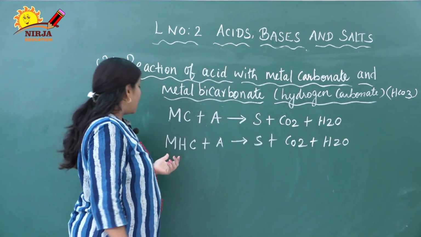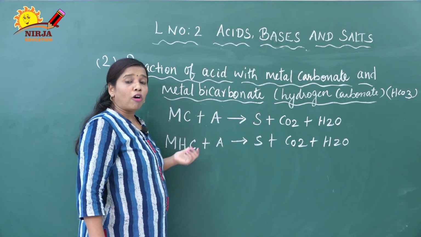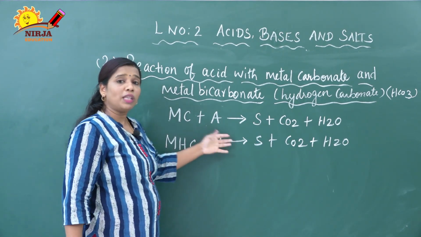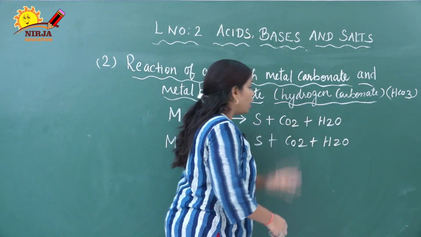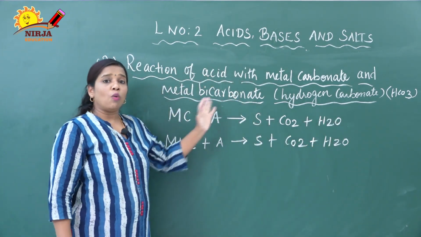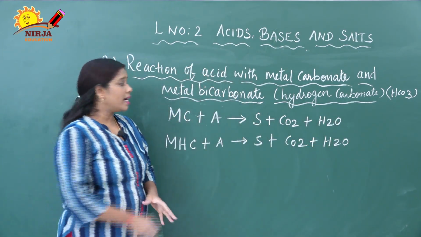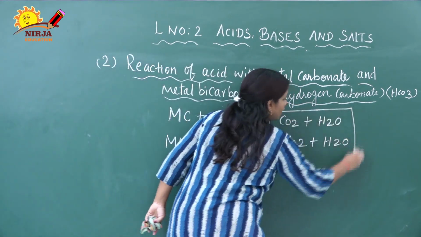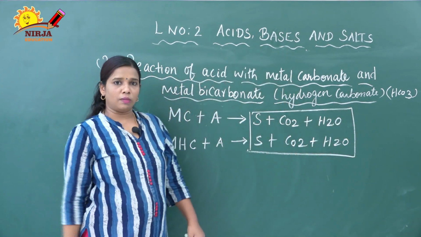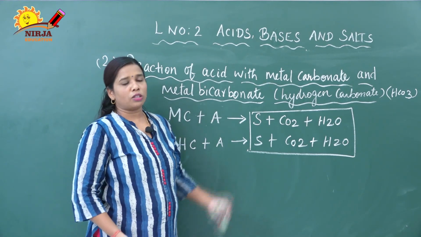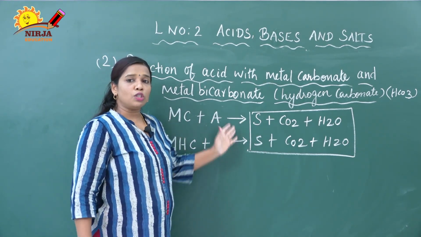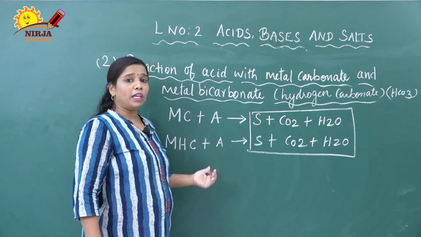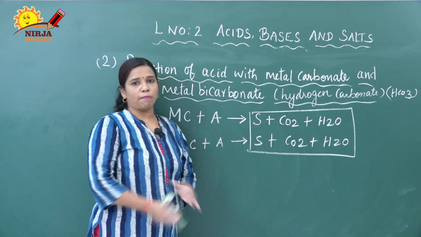In the same way, when metal hydrogen carbonate or metal bicarbonate reacts with acid, it produces salt, carbon dioxide and water. If you look at these two reactions, there is one similarity. What is that? The byproducts are the same in both reactions: carbon dioxide, water, and salt. Reactants will be different but the products will be the same.